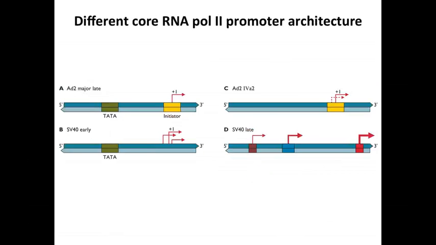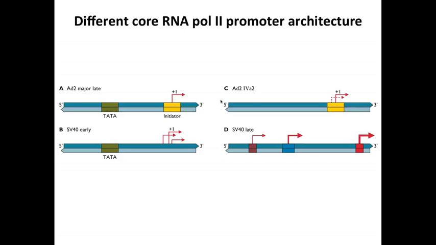There are different ways that promoters, core promoters for Pol2, can be put together in viral genomes, and there are 4 different ones illustrated on this slide using adenovirus and SV40 as an example. Here for the adenovirus type 2 major late promoter, you have an initiator and a TATA box shortly upstream. Here's where the transcripts begin, a single initiation site.